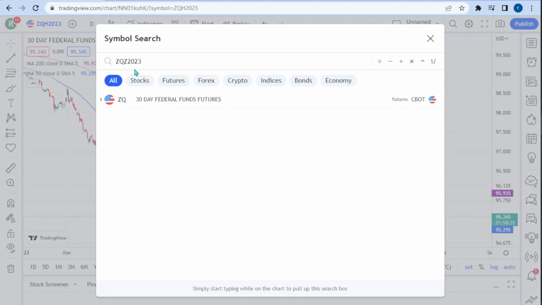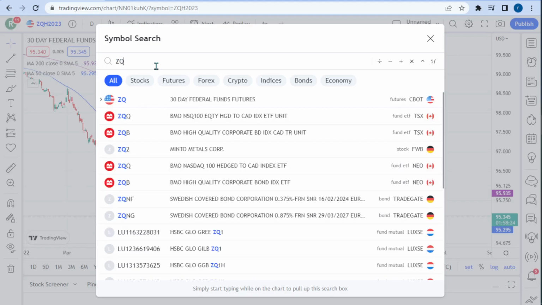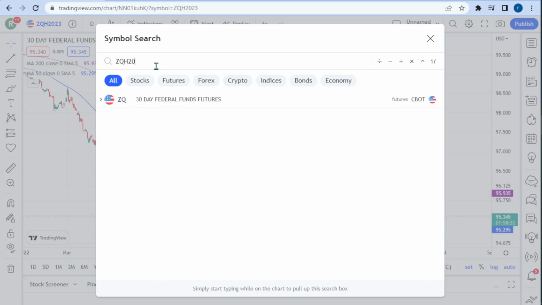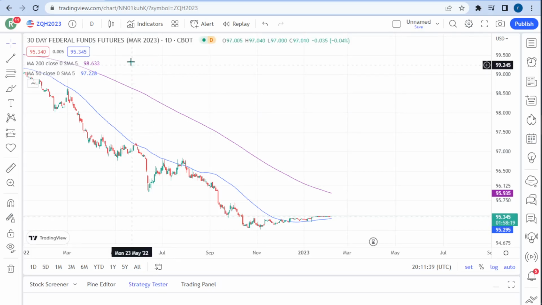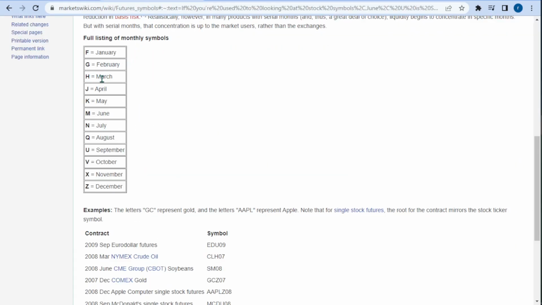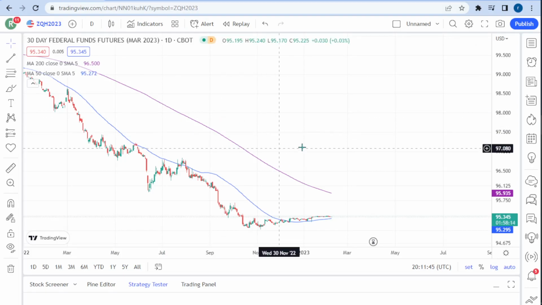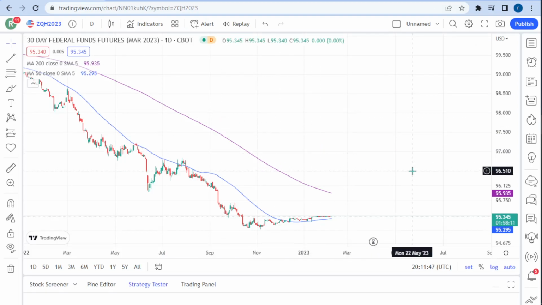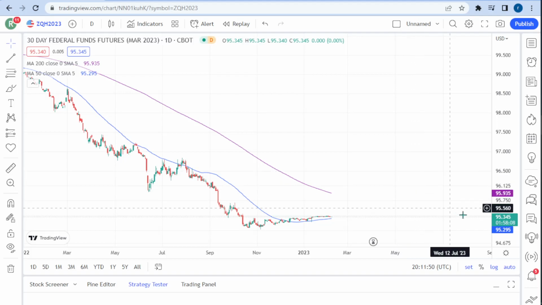So if I wanted to look at Fed Funds Futures for March, which is the most recent one that we're going to get here in a month or so, I'm just going to type in ZQH 2023. And going back here, you can see H represents March. So how does the Fed Funds Futures actually work? It's a little bit tricky. If you're looking at this number right here, 95.34, you're basically basing this number off of 100.